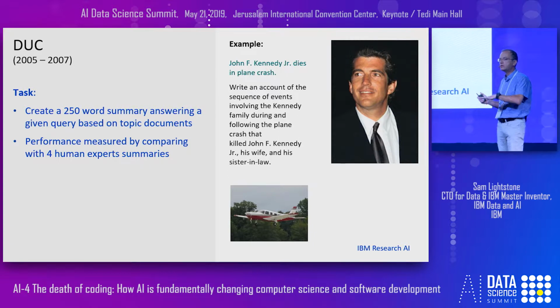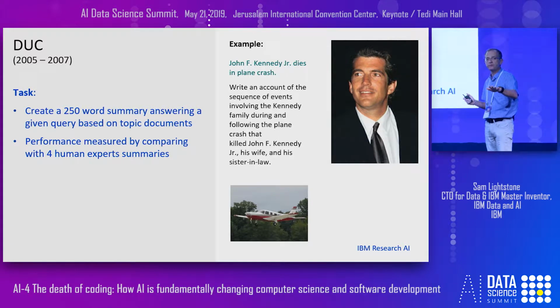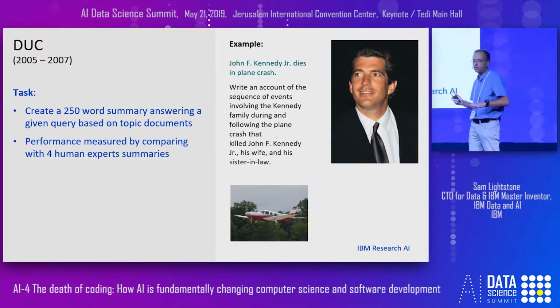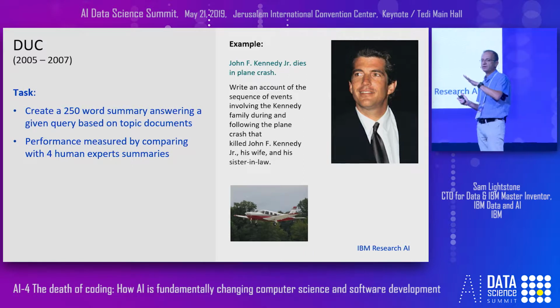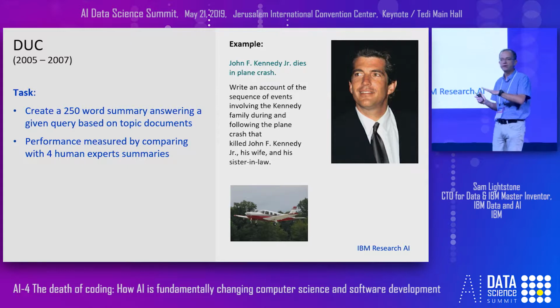Now, you are given ground truth. Ground truth is 4 human expert redacted summaries. Okay, so you have those examples, and those examples are abstractive, and you have to compare the performance of the computer summary to those 4 examples, and you do an average of the results.